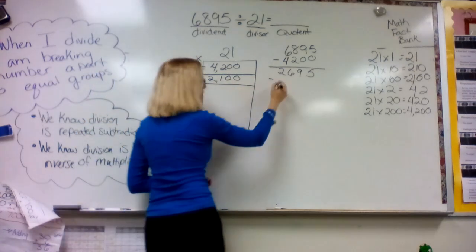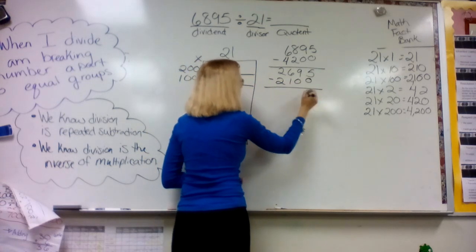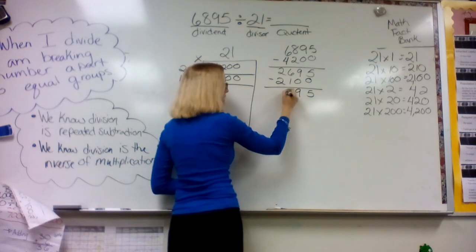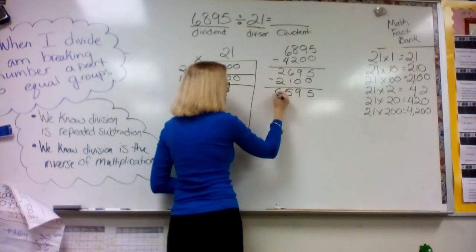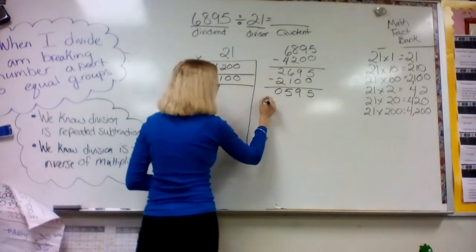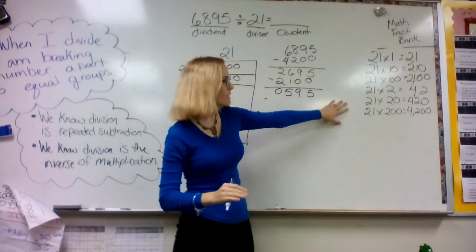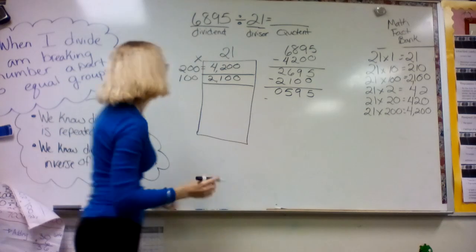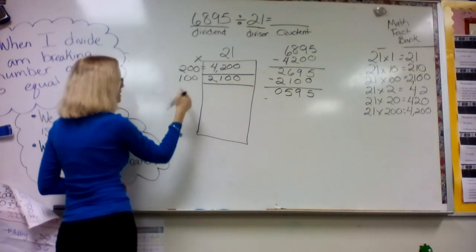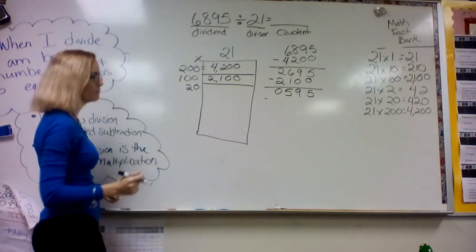We're going to subtract 2,100. 5 minus 0 is 5. 9 minus 0 is 9. 6 minus 1 is 5. And 2 minus 2 is 0. So I'm left with 595. I look at my math fact bank once again, and I notice that 21 times 20 equals 420. So I'm going to go ahead and use that. 21 times 20. Once again, keep that place value lined up. So important.